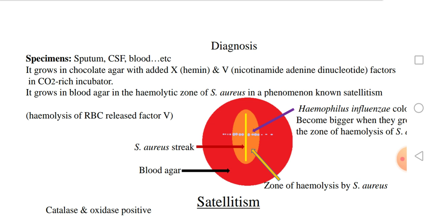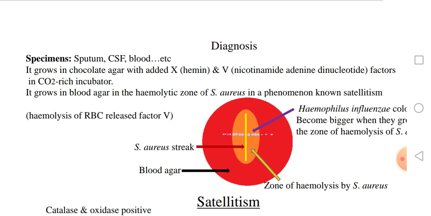It grows in blood agar in the hemolytic zone of Staphylococcus aureus in a phenomenon known as satellitism. If they are cultured together in blood agar, Staphylococcus aureus will cause hemolysis of red blood cells, releasing V factor, and Haemophilus influenzae will grow bigger in the hemolytic zone because it finds the V factor.